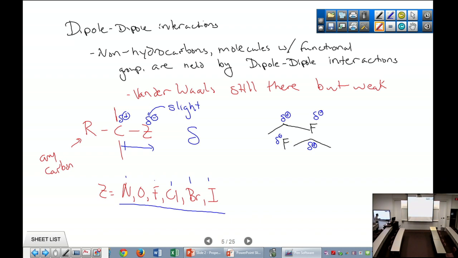Right? So, you've got this positively charged carbon wants to hang out by this negatively charged fluorine. This negatively charged fluorine wants to hang out by this positively charged carbon. So they act like little magnets that hold the molecules together more tightly than if they were just hydrocarbons.